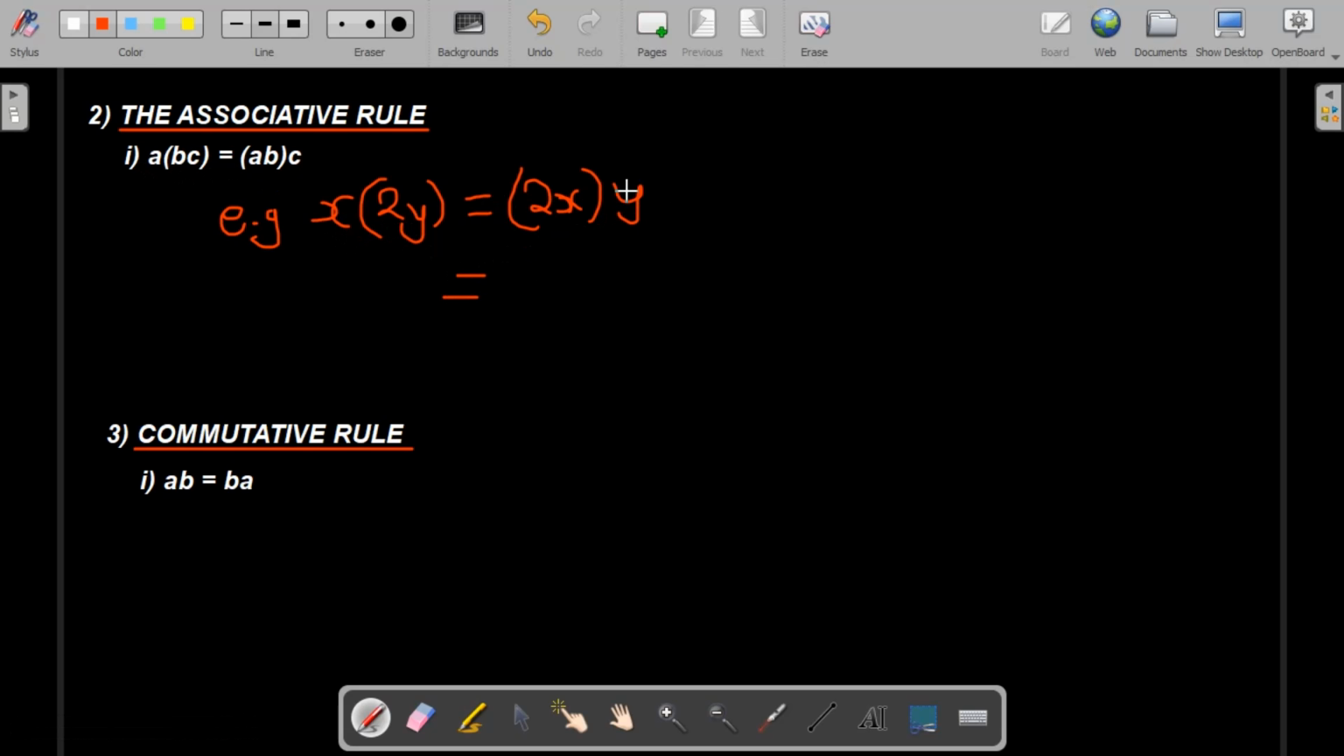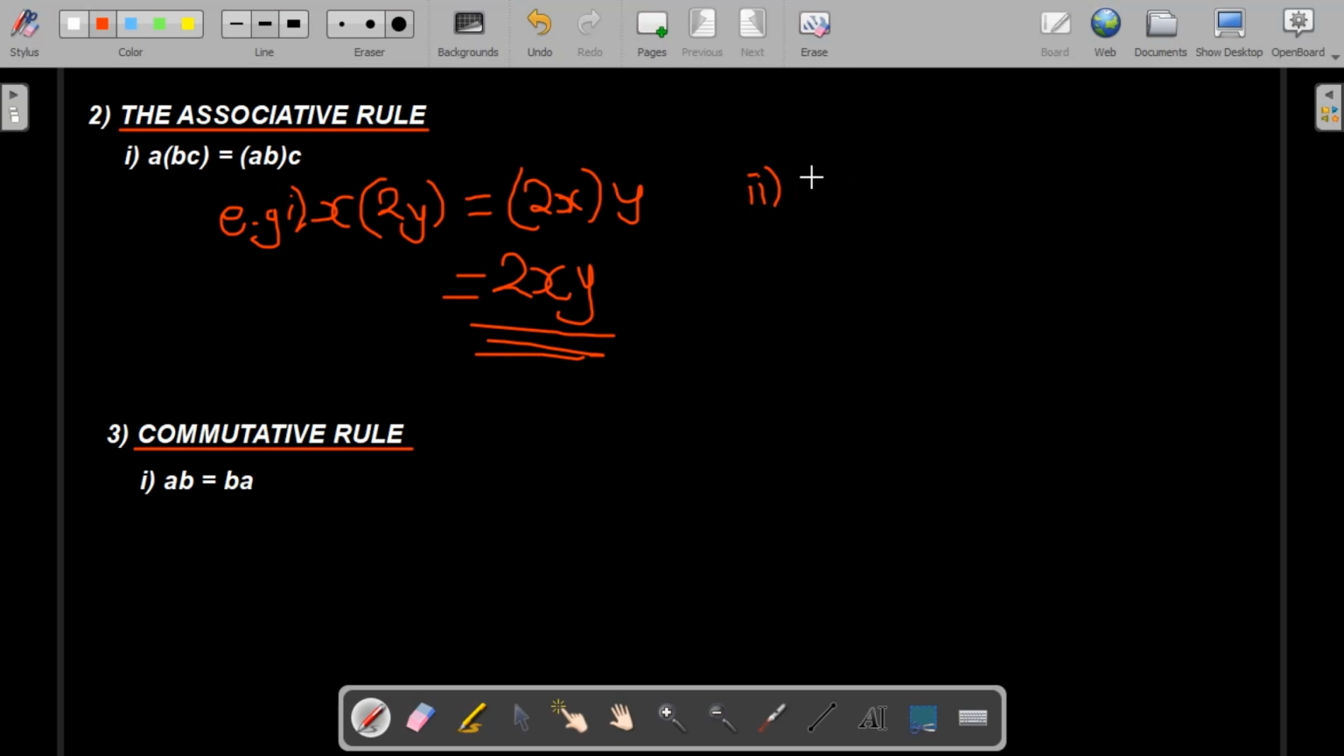So what do we do for that one? We multiply. So 2x multiplied by y, even though they are unlike terms, we have to multiply. 2x multiplied by y will give us 2xy. That's the answer for that one. Let me give another example.